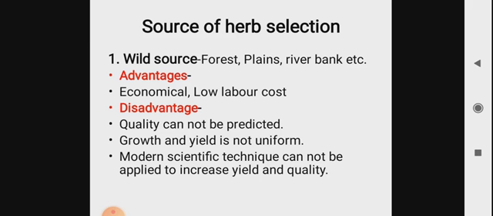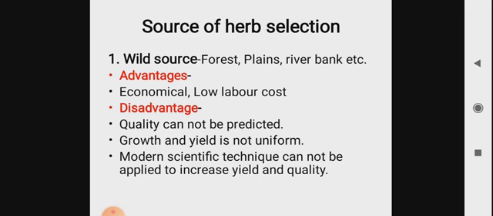Source of herb selections. There are mainly two sources. First, wild source, and second, cultivation source. First, wild source. Examples: forest, plains, river bank, etc. Means plants or herbs obtained from their natural habitat, niche, as such obtained from their region. Advantages of wild source: when we collect herbs as medicinal products, or when we collect herbs for the study purpose.